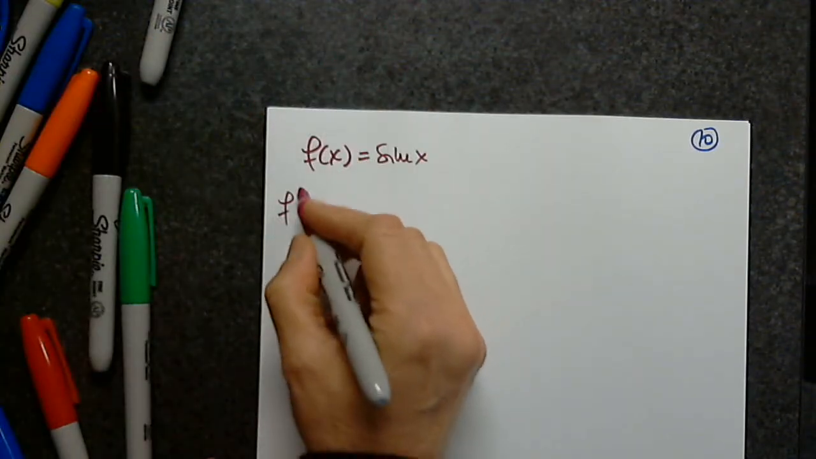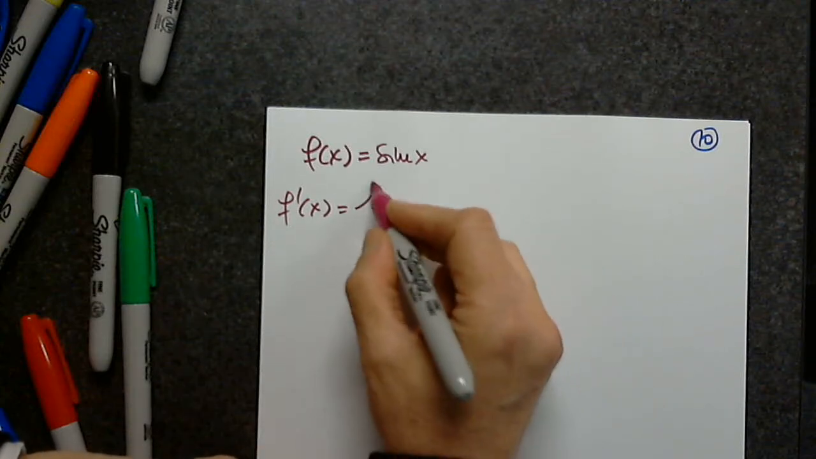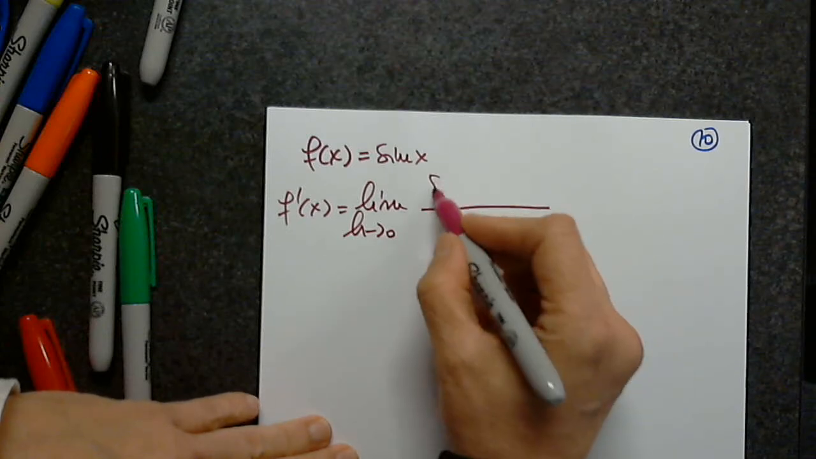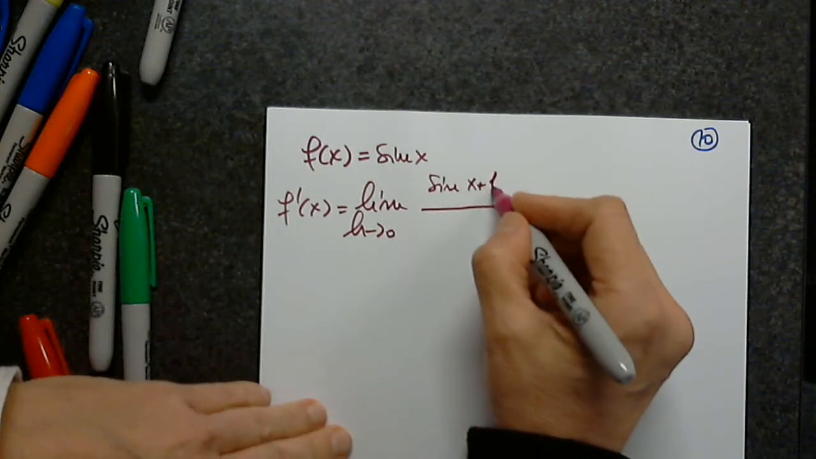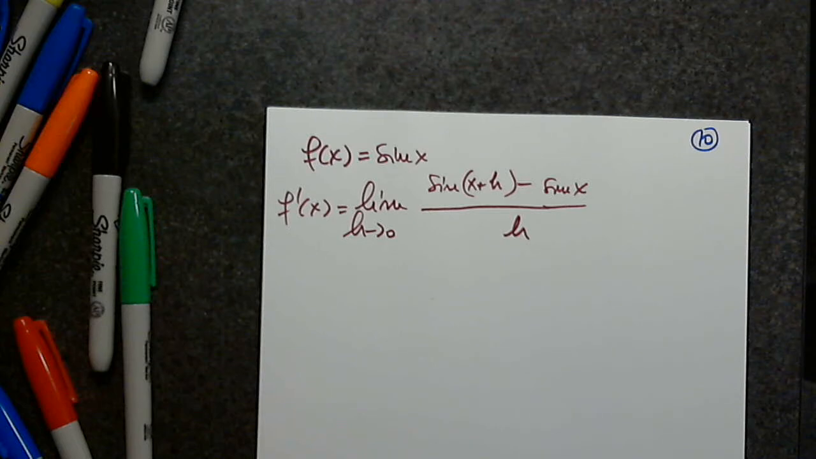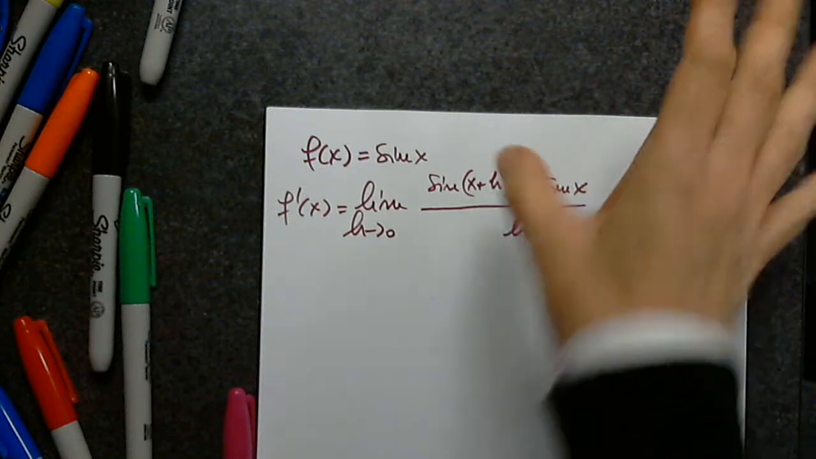So f prime. It's a good reminder of what f prime is. What is it? Exactly. Thank you. Limit from h approaches 0 of sine x plus h minus sine x over h. That's it. We will be able to get this derivative, but we will have to use a lot of trig identities. Obviously, I cannot do anything to this, and I cannot do anything to this, so I have to remember what this equals to.